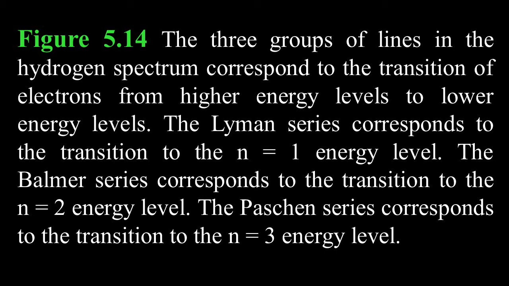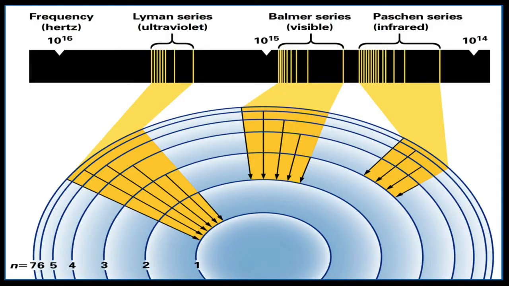So you have the Lyman, the Balmer, and the Paschen series, which correspond to specific transitions. And here is a visual of the Lyman, the ultraviolet series, of the Balmer, or the visible series, and then you have the Paschen, which is the infrared series. The Lyman series is going to N equals 1, the Balmer series goes to N equals 2, and the Paschen series goes to N equals 3.